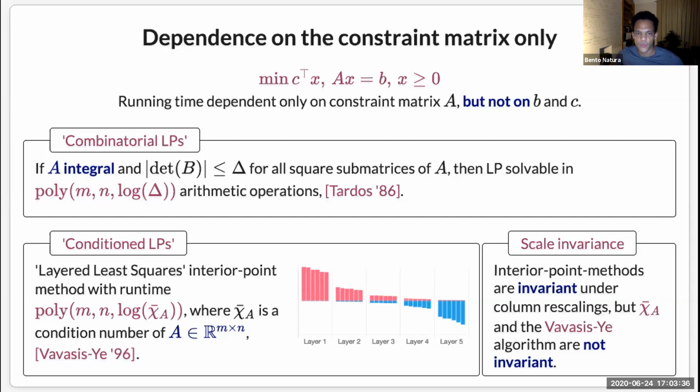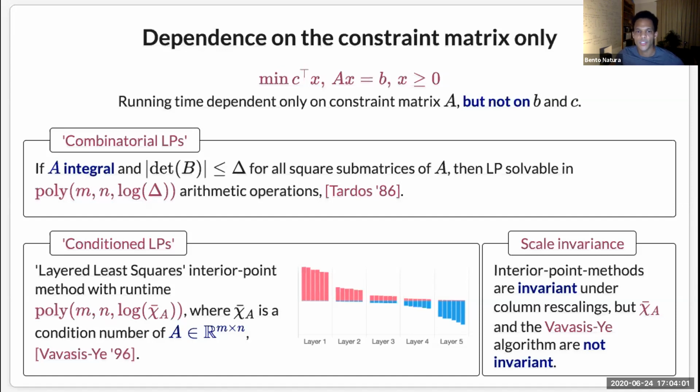In general, they use an interior point method, and interior point methods are usually scaling invariant under column rescalings, but the Vavasis-Ye algorithm is not scaling invariant. At a crucial point of their algorithm, they group together or layer variables based on their value, which is inherently not scaling invariant. Furthermore, this condition number chi bar that they use is also not scaling invariant.